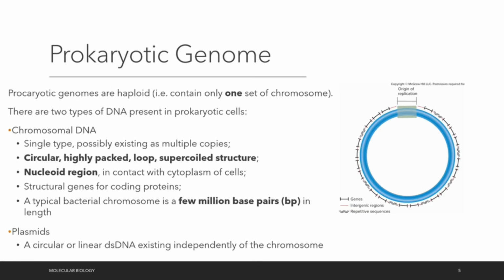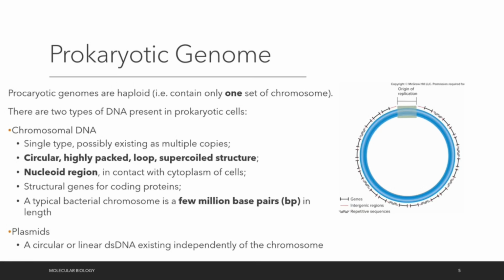Now there are 2 types of DNA which are present in prokaryotic cells. We have the chromosomal DNA, which is a very long circular DNA, highly packed, and it's a circular structure, so it's a loop. And this DNA is also supercoiled. We'll see what it's like in the next slide.